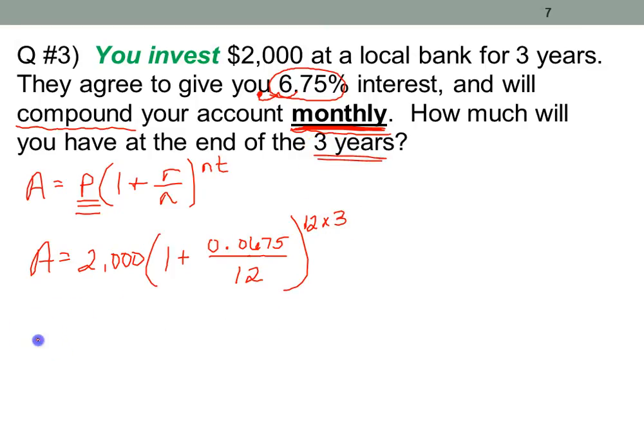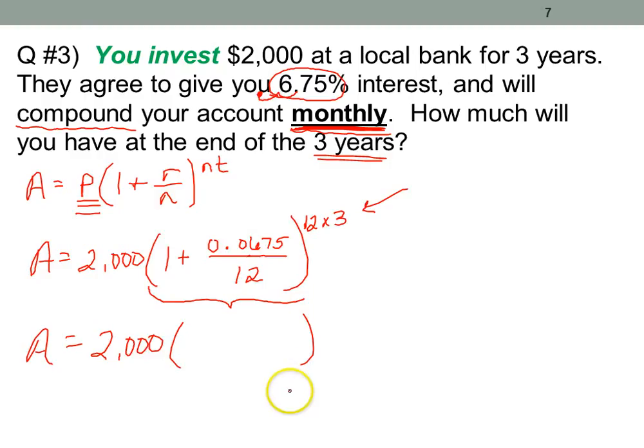Now, before you try to type this in your calculator, do 2 parts to make it a little bit more simple. Figure out what the parentheses are and figure out what your power is, and then go ahead and type it in. So I have an initial amount of 2,000. So in your calculator, you're typing out this parentheses.